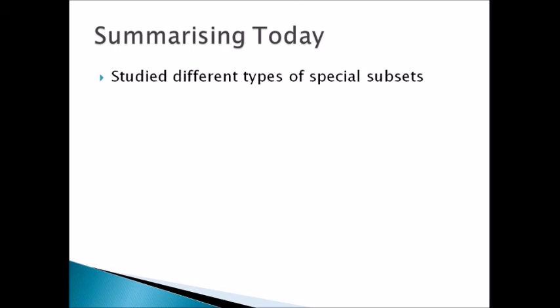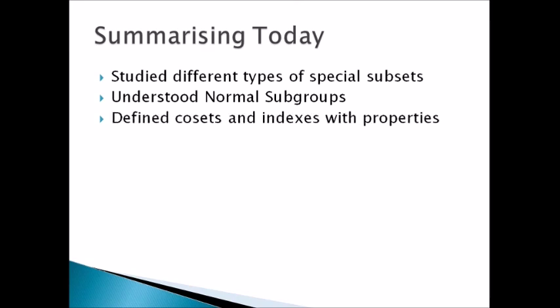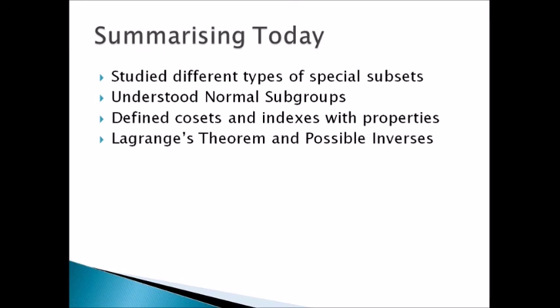We studied different types of special subsets like the centralizer, normalizer, center of a subgroup, and normal subgroups, and so on. We understood the concept of normal subgroups and studied the properties of quotienting and some equivalent forms of defining normal subgroups. We defined cosets and indexes with properties. We saw Lagrange's theorem and also studied its possible converses, just the statements.